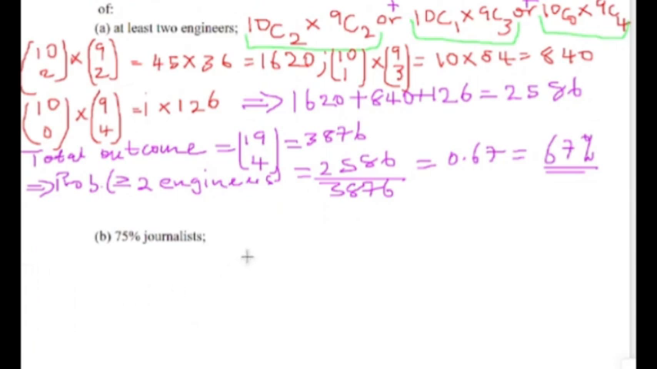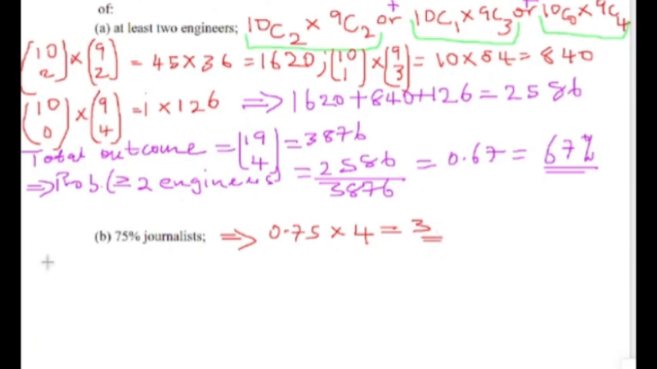Okay, so let's move over to the second question. It says to find the probability that the committee will consist of 75% journalists. If it will consist of 75% journalists, we know that there are 4 persons in that committee. We're going to do 0.75 times 4. So that tells us there will be 3 journalists in that committee.